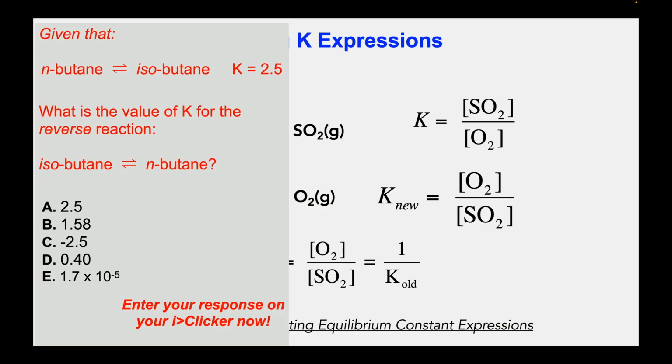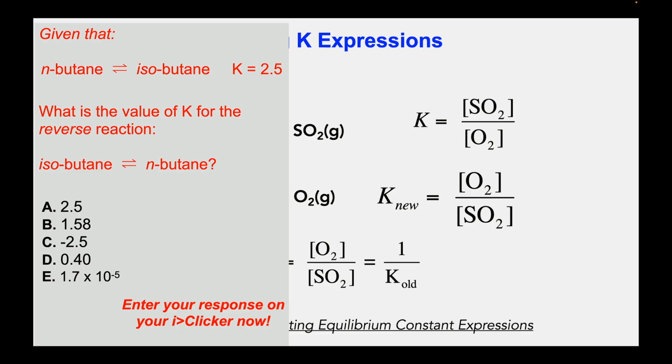Here's a reaction where N-butane is in equilibrium with isobutane. And these are organic molecules. We'll talk about them at the end of the term. But the equilibrium constant K equals 2.5. So the question, what's the value for the reverse reaction, which would be isobutane as a reactant going to N-butane?